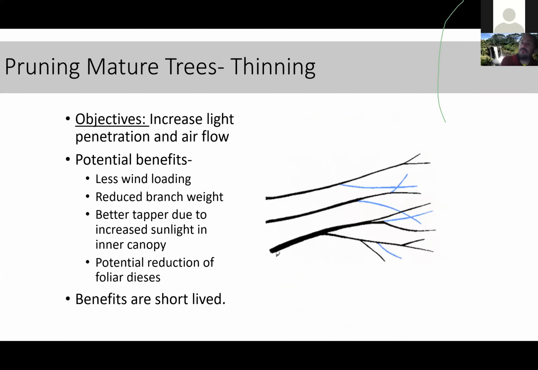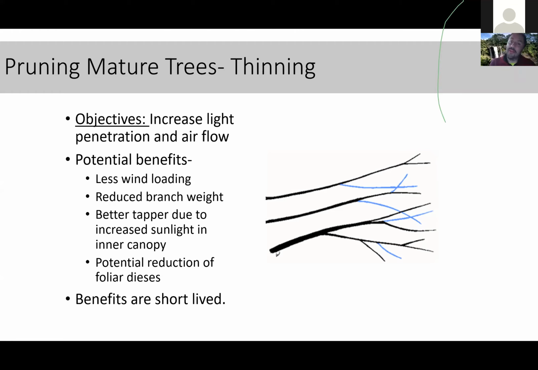The other that I want to talk about is thinning, and thinning is a little trickier. Thinning is removing branches at the edge of the canopy to allow more light and air to pass into and through the canopy, with the idea that that's going to make the tree less likely to fail. It's going to reduce foliar diseases, and it may increase the taper of interior branches, so it may make them thicker because more sunlight's getting into the interior, and thus there's more photosynthesis happening there and more energy to grow them in diameter. All that sounds good.